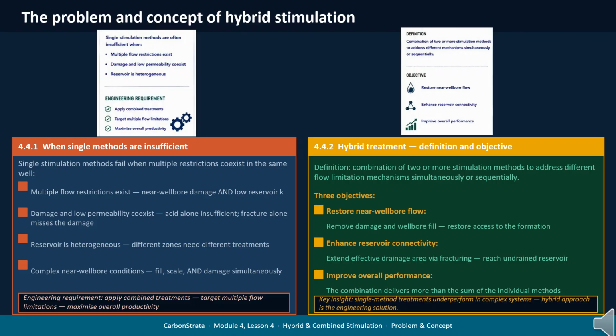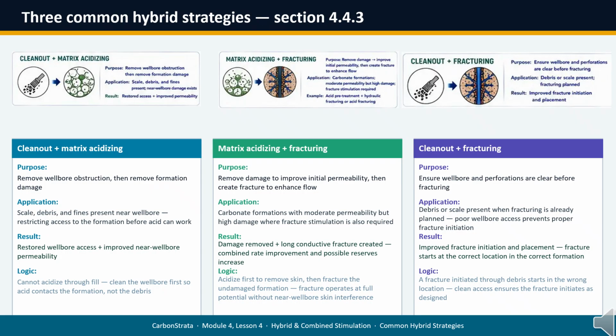So read this slide correctly. Hybrid is not used because the system is complex. It is used because the limitations act at the same time and cannot be solved independently. This slide is not listing options. Each block corresponds to a different physical problem. Start with the first one.